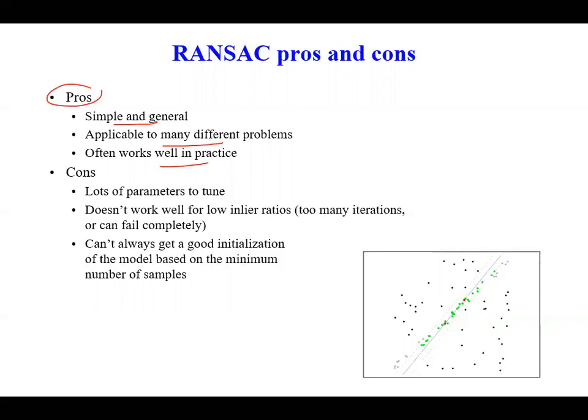So basically, if I have a very, very high number of outliers, usually that will not work very well. But this is not a usual case in a typical application. Also, we can't always get a good initialization of the model based on the minimum number of samples. If I would like to pick a line, the minimum number of samples is 2. But if my model is a circle or any other thing, sometimes it's difficult to pick the smallest number of points in order to draw that particular model. However, RANSAC is used a lot, and it's very, very recommended in such applications.